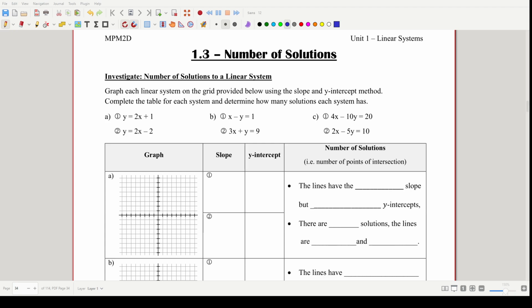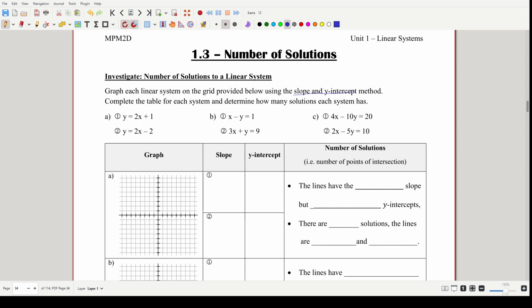So we're going to do something that we've already done before. Everybody's comfortable with this. We're going to graph these 6 equations. They're in 3 groups of 2, and we're going to graph using the slope and y-intercept method. So that means that we need to put each equation into standard form, and then we can just read off the slope and the y-intercept from there.